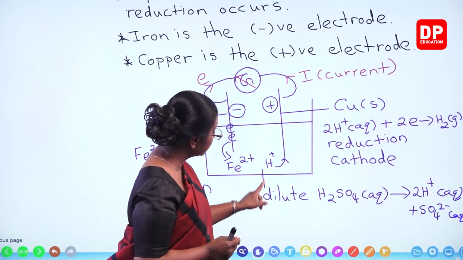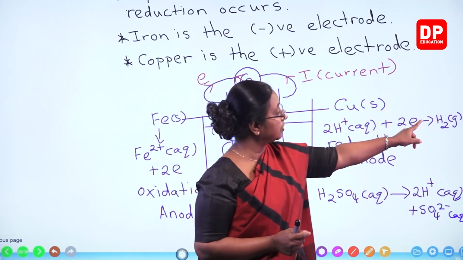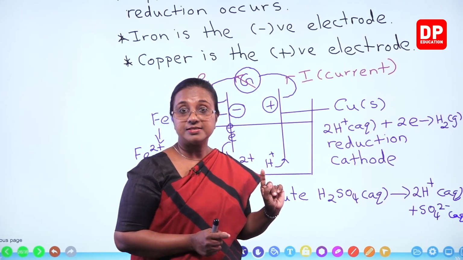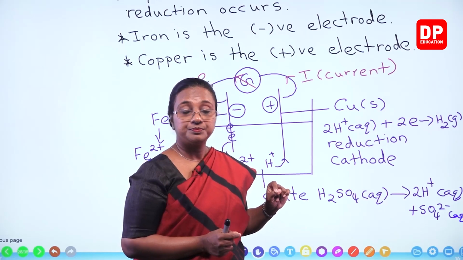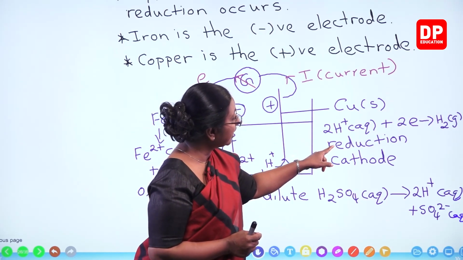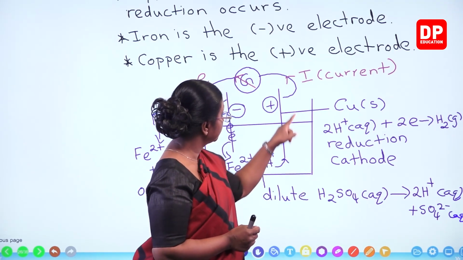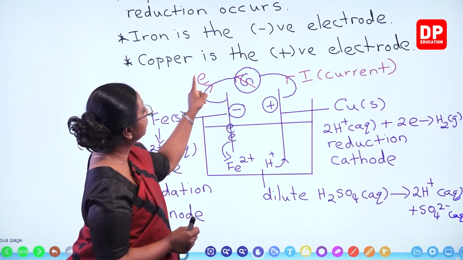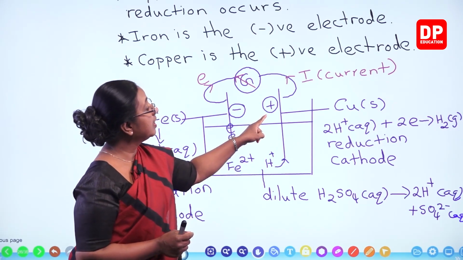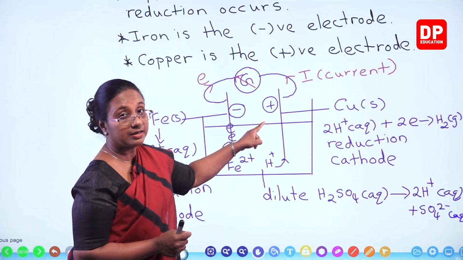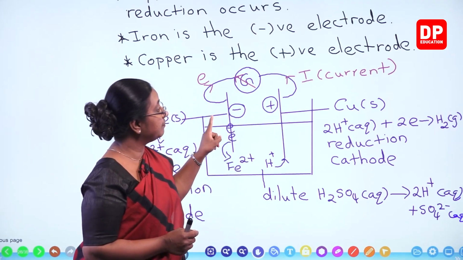At the same time, H plus ions from the solution go towards the cathode. They take up electrons from the cathode and get reduced to H2 gas. Because reduction occurs at the copper electrode, it becomes the cathode. And then, because electrons are taken from copper, copper becomes positively charged. So that is this. And electrons flow from negative to positive charge, that is from iron to copper. At the same time, the electric current, conventional current, flows from copper to iron, that is from positive to negative.